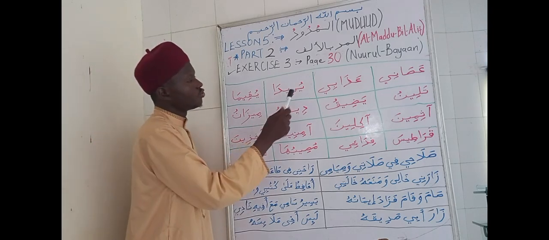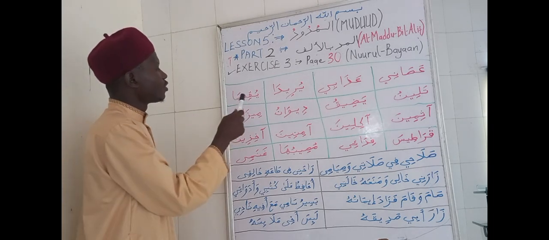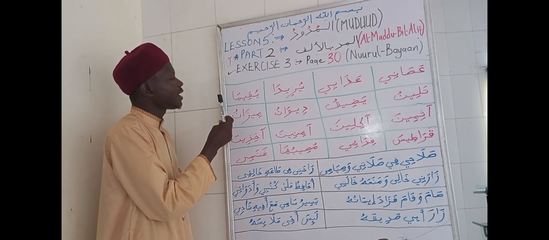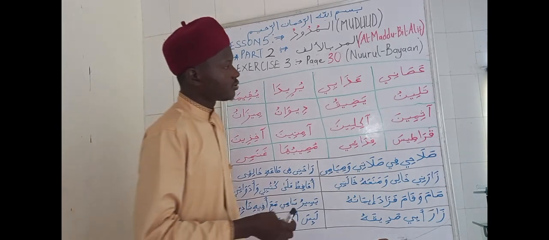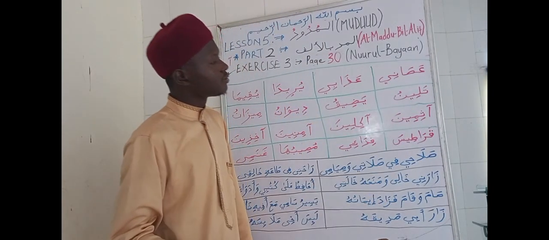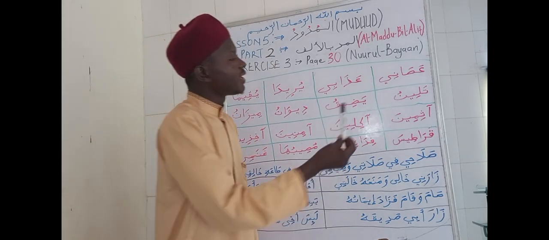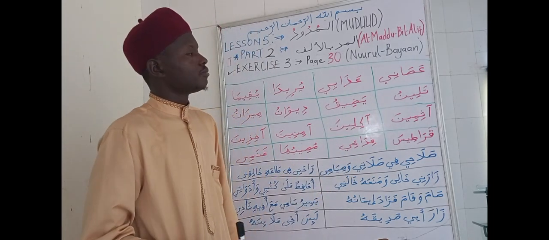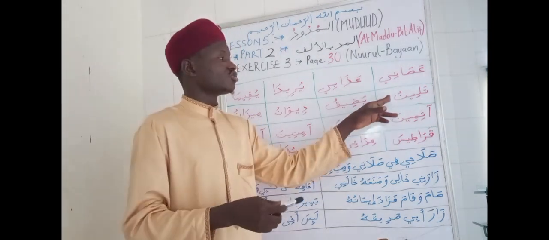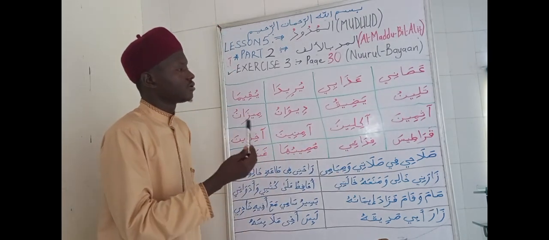Yurida. Yukima. Talibu. Talib. Be careful so that this does not go in the process of pronouncing. You don't go and stretch this bar. Talib.